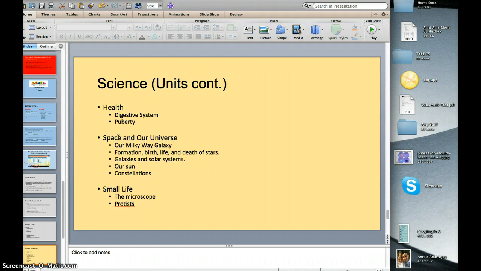We also study space in our universe. A major part of this is the study of the formation and the birth and life and death of stars, understanding how our sun works and the parts of our sun, and we also study briefly constellations. Our last unit is titled Small Life, and we study the microscope, its invention, its impact, and protists, which are single-celled organisms such as Paramecium, amoeba, and euglena.